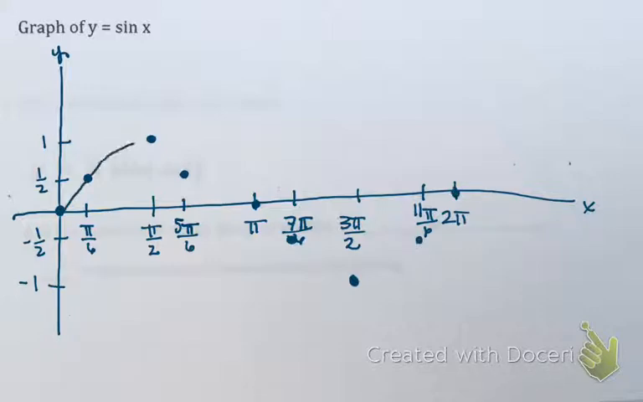Alright, so if we connect the dots, and my graph's a little wonky, we should get a curve that looks like this. So let me just kind of fix this a little bit. This is called the sine graph. Okay, so that's very important to know. You have to memorize what it looks like. We'll be using it over and over and over again. Alright, next page.